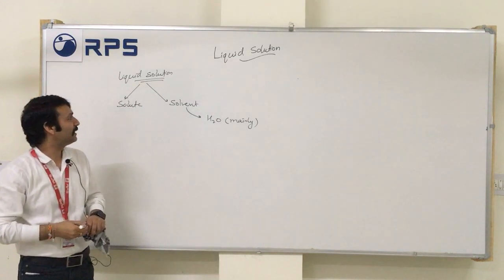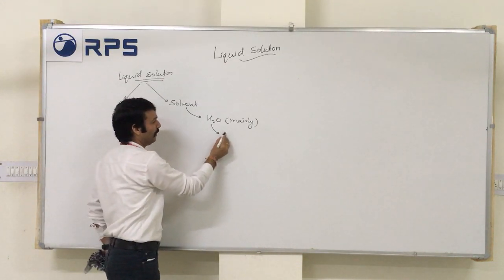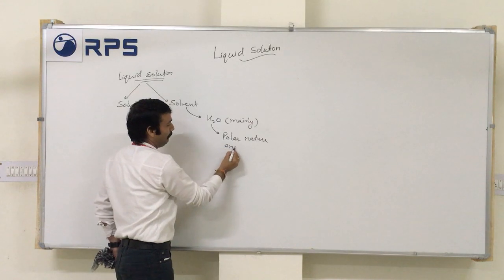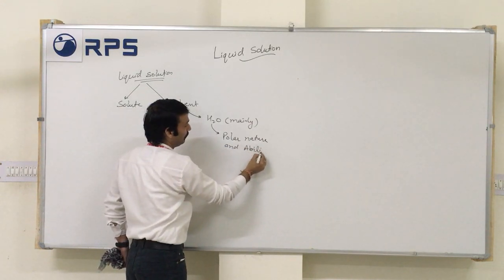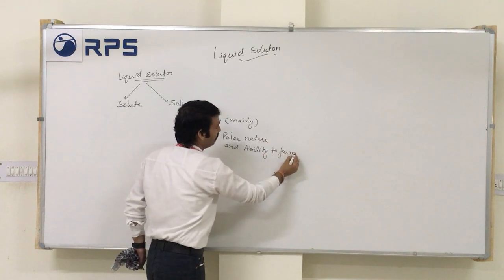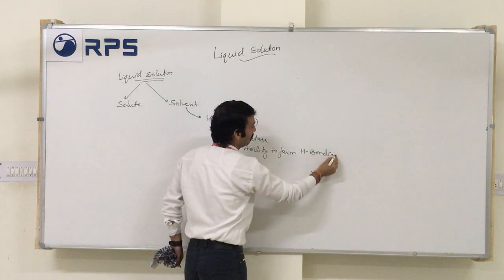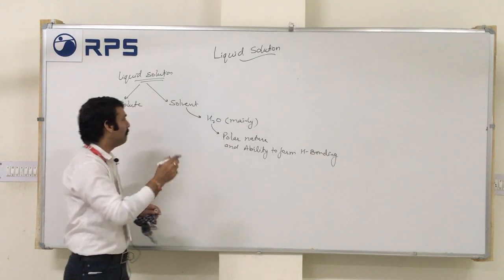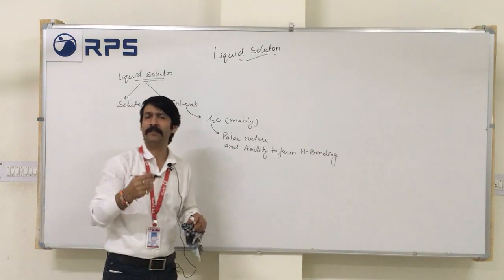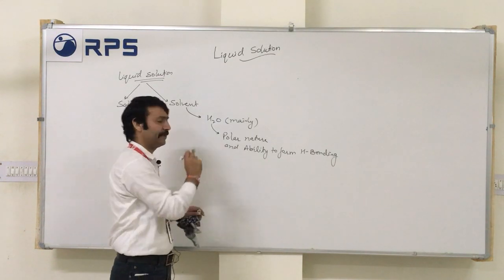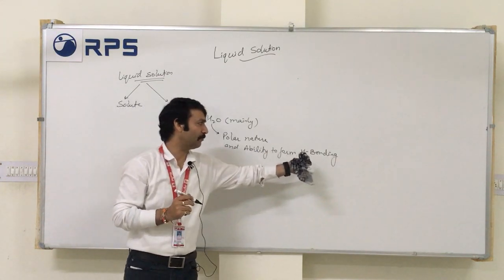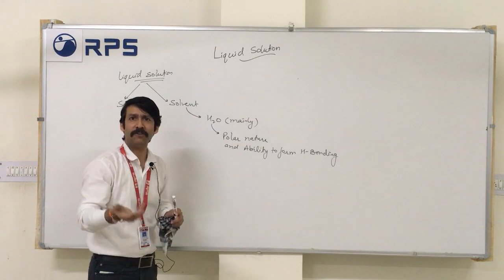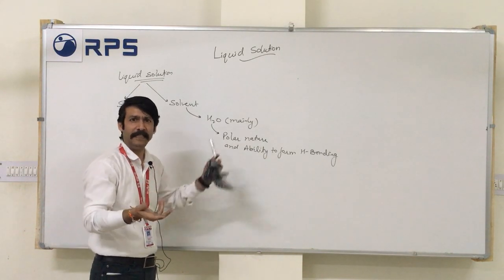Mainly water is used as solvent due to its polar nature and ability to form H bonding, as well as it has a high dielectric constant, due to which the maximum number of components or molecules can dissolve in water: due to its polar nature, due to its ability to form hydrogen bonding, or because of its high dielectric constant, which helps to dissociate or to dissolve those components or materials in it.